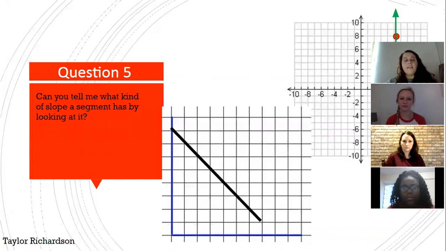Can you tell me what kind of slope a segment has by looking at it? You can tell what kind of slope any segment has just by looking at it. When you look at this slope on the left, you can see that it is moving to the left, but in a downward motion. We know that that slope is negative because it is moving in a downward motion. And when we look at the graph on the right, we can see that the line is straight up and down. And we know that any line, or slope, that is straight up and down is undefined.